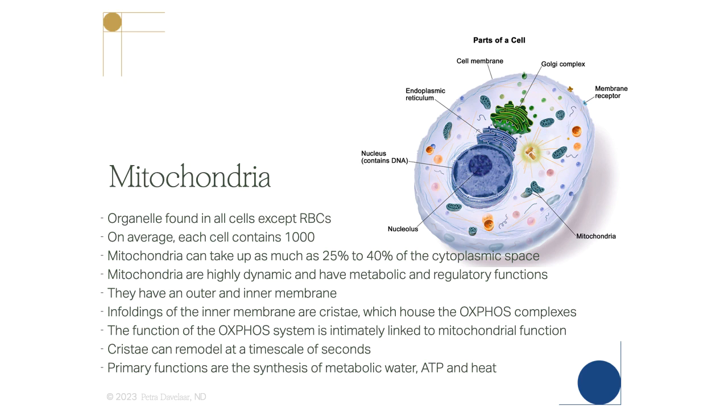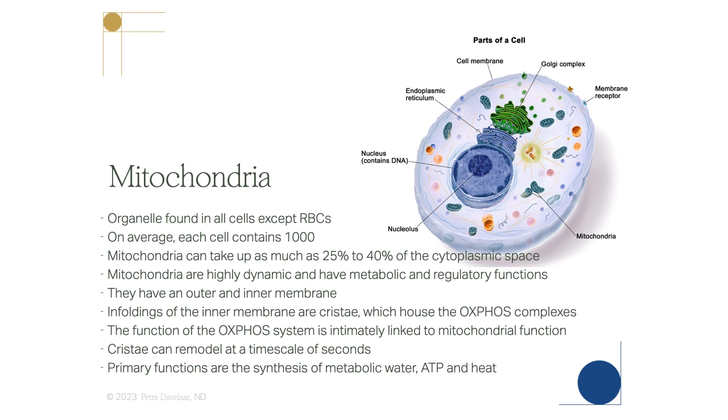Mitochondria are organelles that have evolved via symbiosis from bacteria and are found in all cells in the body except red blood cells. On average, each cell contains 1,000 mitochondria with higher amounts in some muscles and brown fat. Mitochondria can take up as much as 25 to 40% of the cytoplasm. They are highly dynamic and have metabolic and regulatory functions.